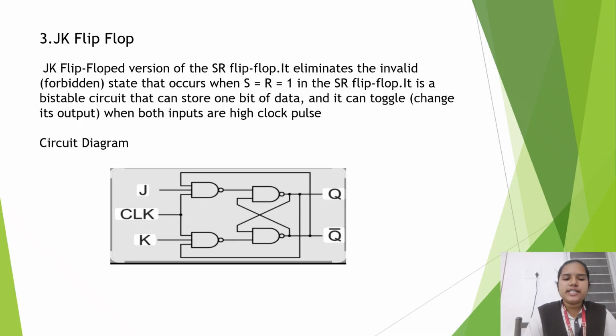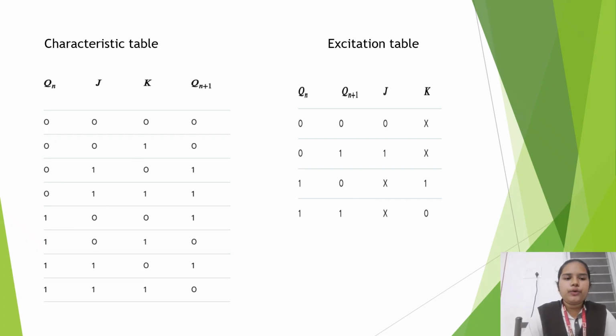Here we take inputs as J and K, and the outputs are Q and Q bar. And we see the characteristics table. Qn is the present state, J and K are inputs, Qn plus 1 is the next state. Here we apply Qn equals 0, J equals 0, K equals 0, and Qn plus 1 becomes 0. With J equals 0 and K equals 1, Qn plus 1 becomes 0. With Qn equals 0, J equals 1, K equals 0, Qn plus 1 is 1, and with J equals 1, K equals 1, Qn plus 1 is 1.